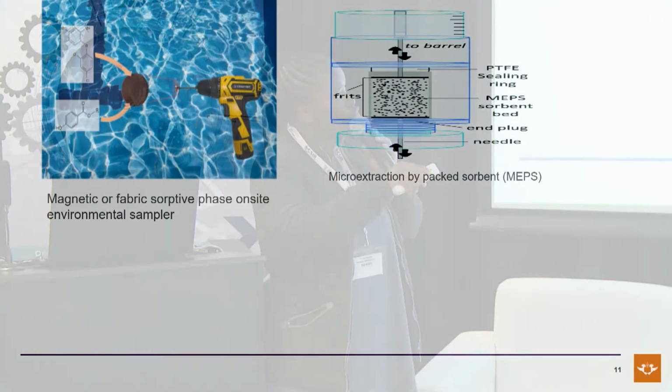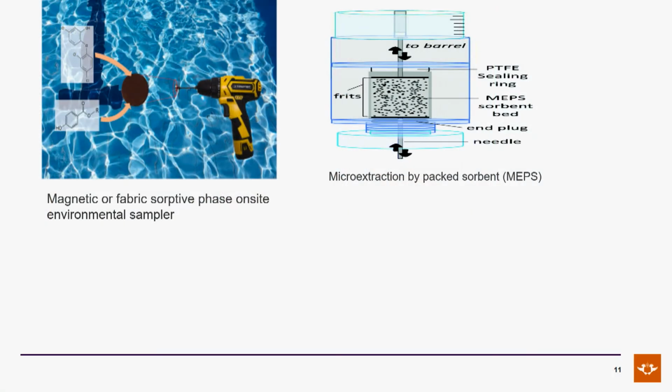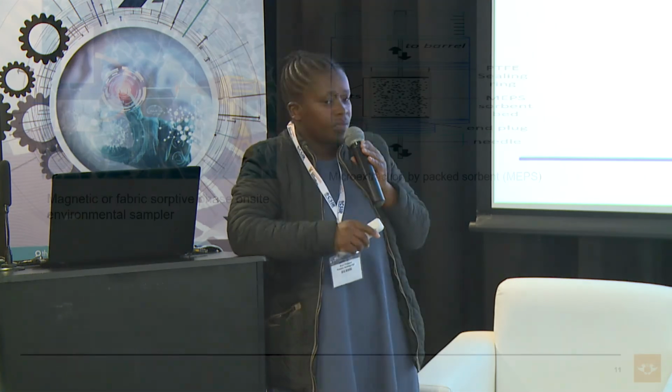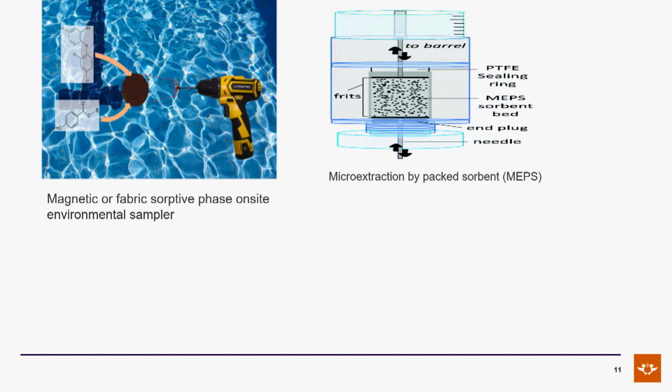The other one is micro-extraction by packed sorbent, where you pack your sorbent. It's a sort of device that is also very useful when it comes to extraction, and it also works on site. The other one that we are currently testing is the fabric, whereby the material is protected in a sort of fabric. We can take it on site, we can use it in the lab, and it's easier because you just use something to take it out of the water.